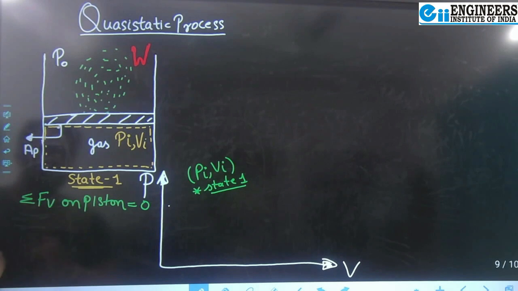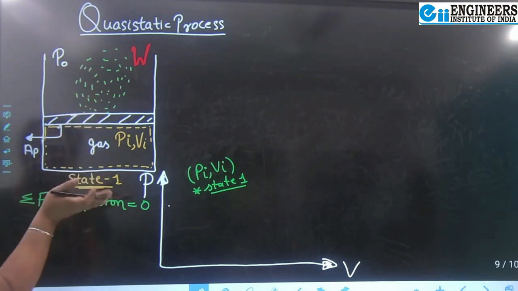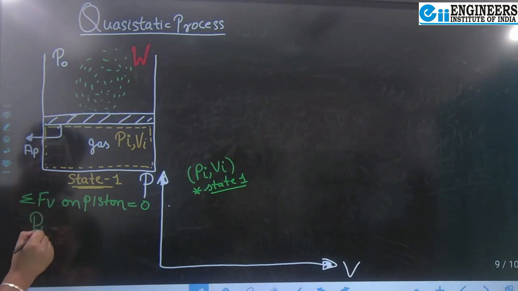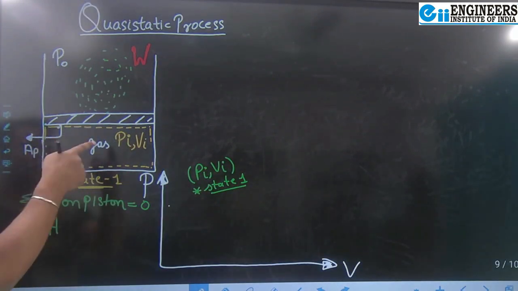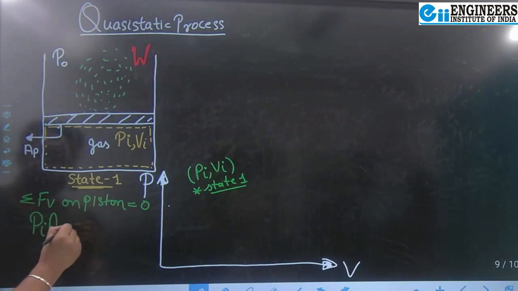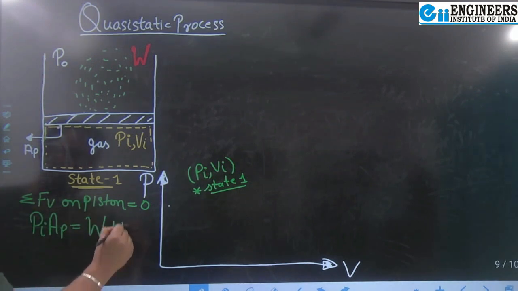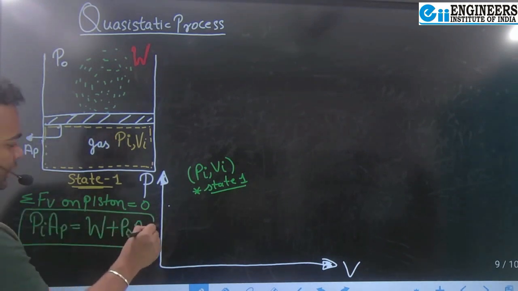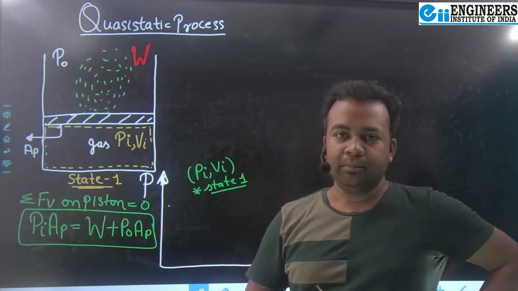So what are the forces acting? Weight will act downward. Atmospheric pressure will act in the downward direction, and this internal pressure force will act in the upward direction. So the initial pressure of the gas multiplied by the cross section of the piston gives the pressure force exerted by the gas on the bottom of the piston. This will be equal to the weight acting downward plus the atmospheric pressure force acting downward. So this is the condition in which my system will be in mechanical equilibrium.